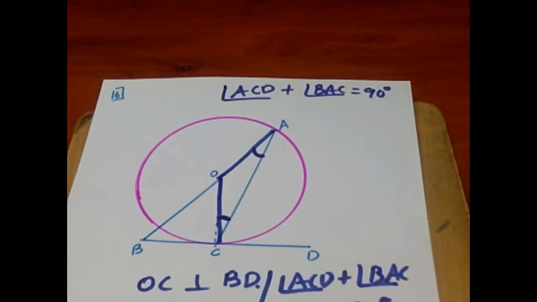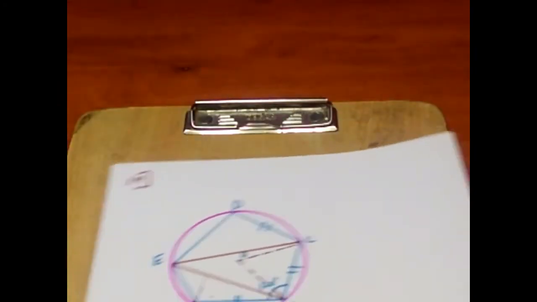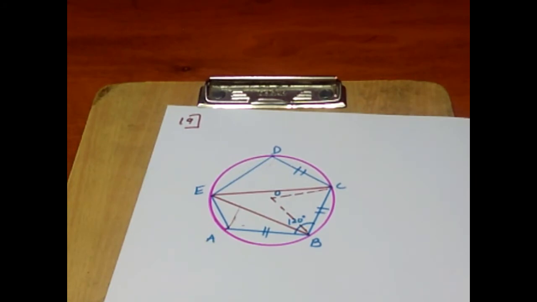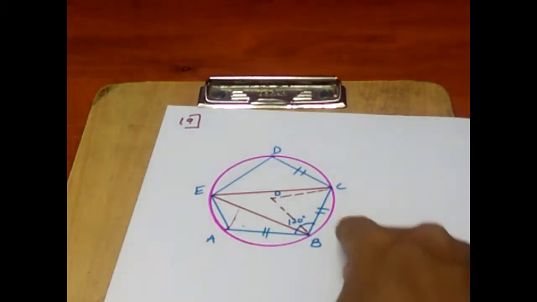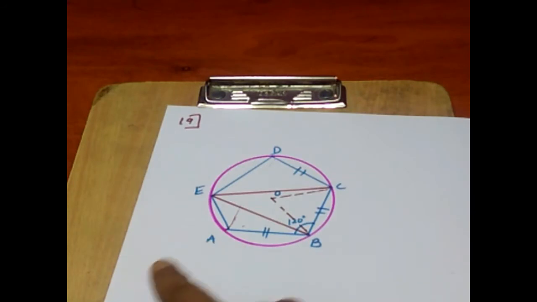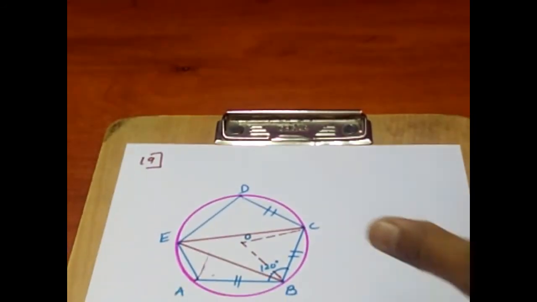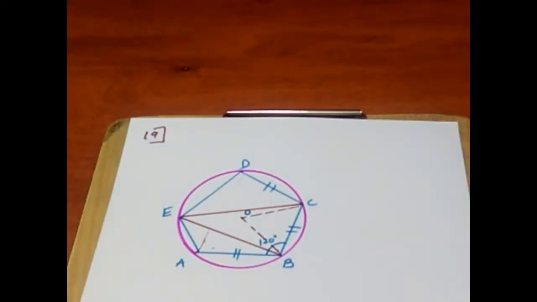Let us move on to question number 19. ABCDE is a cyclic pentagon with the center of its circumcircle at point O such that AB is equal to BC is equal to CD and angle ABC is equal to 120 degrees. So we need to find the measure of a few angles. Let us start doing the same.